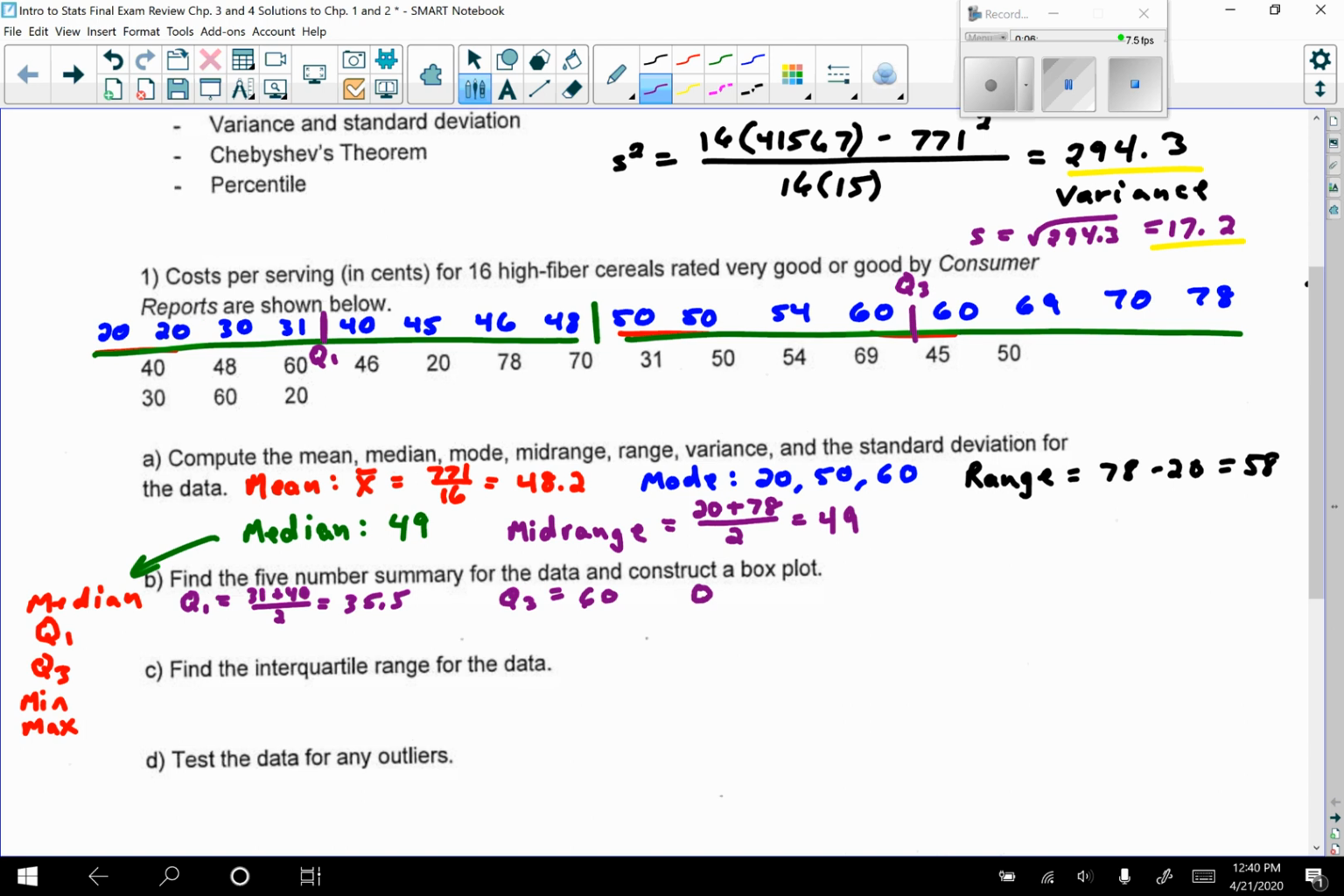Our median, which is also known as the second quartile, that was the 49. The minimum number here is going to be 20, our smallest value, and then our max is going to be 78. So that's the 5-number summary, and then we want to construct a box plot here.